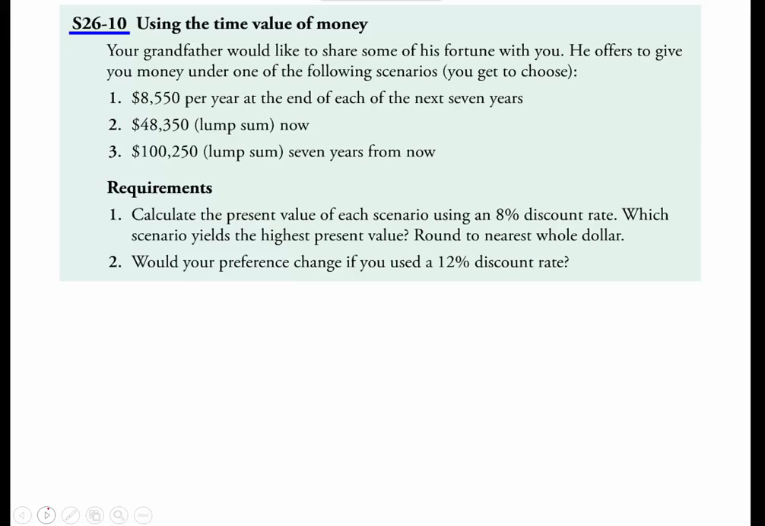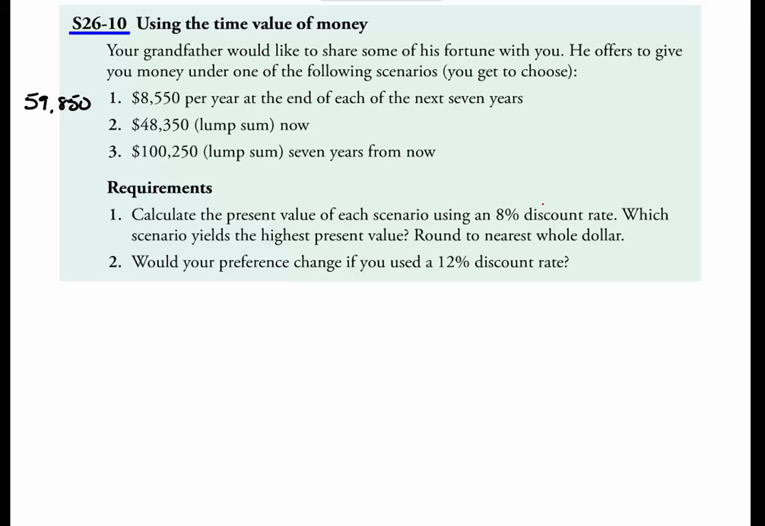So you can get $85.50 per year for the next 7 years. So if I take $85.50 times 7, that's a total of $59,850. So basically your choices are $59,850 spread out over 7 years, $48,350 now, or $100,250 7 years from now. So the only way for me to compare these is to bring them all into the same time frame to see which one's really worth more.